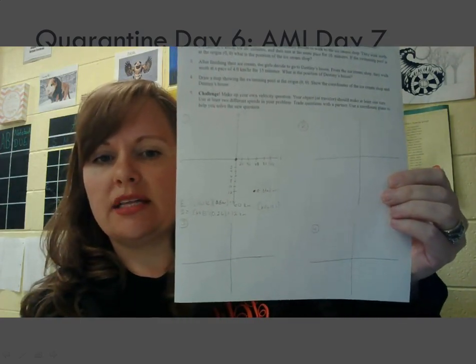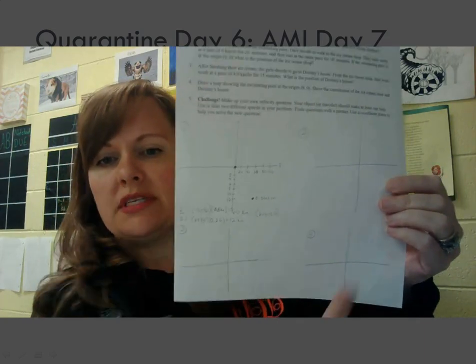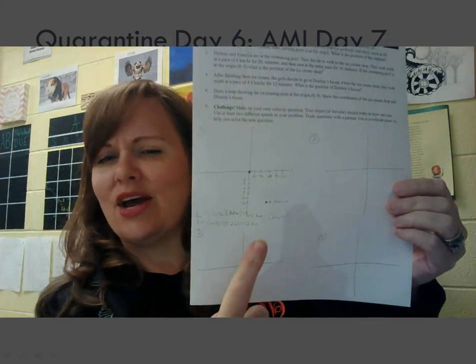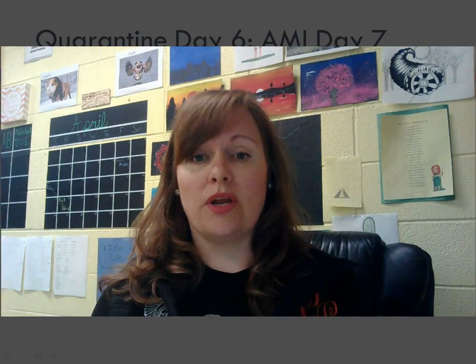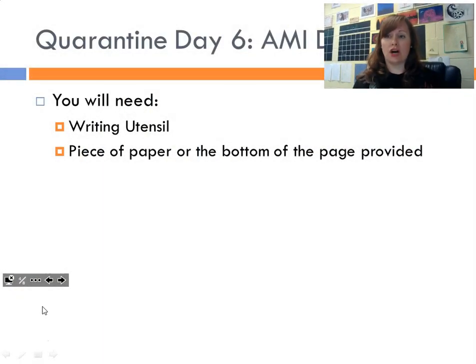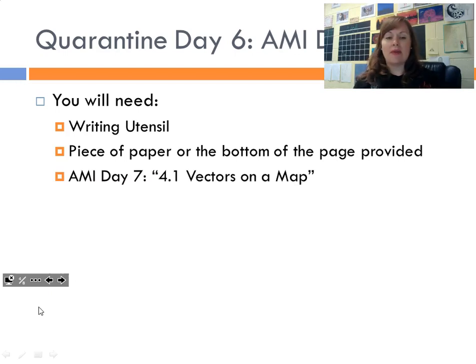So you will need some grids. You will have to have some little room for some math. Yes, I know you all love math so much, but remember, science and math go hand in hand. Without math, we don't have anything that can support our findings. So we have to know a little bit about math. And then your AMI Day 7 4.1 vectors on a map.